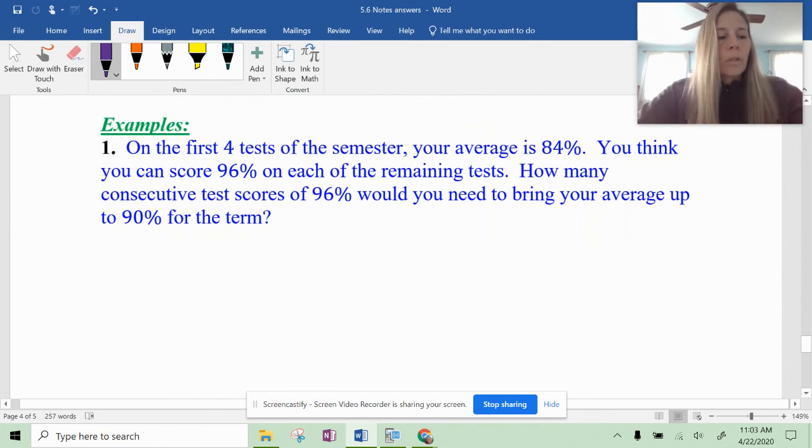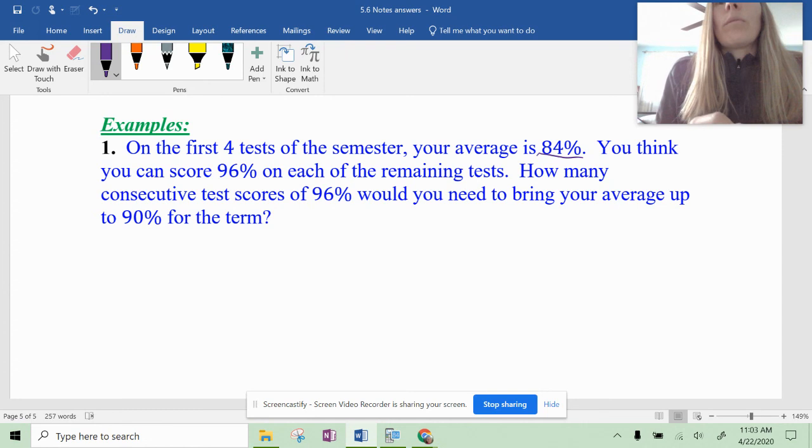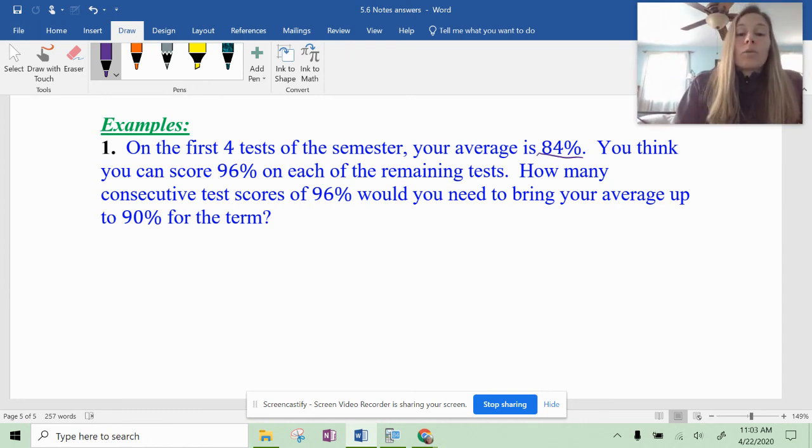So if we take a look at number 1, on the first 4 tests of the semester, your average is an 84%. You think you can score 96 on each of the remaining tests. How many scores of 96 would you need to bring your average up to a 90? Okay, so we know that when we find our average, we add up all the scores and we divide by however many there are.